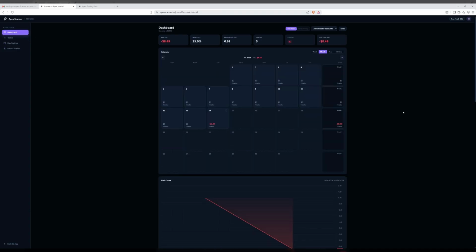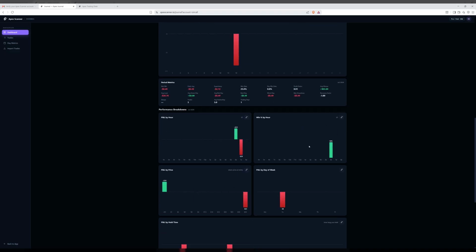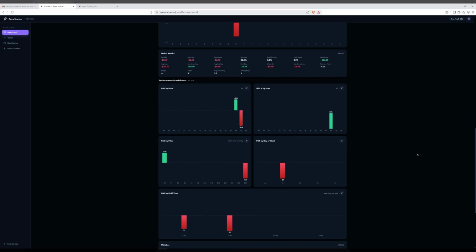Now let's go back to the dashboard. Here, again, this is the day of the month, so it's just going to be a single bar. But P&L, profit and loss by hour, you will have 2 bars because one we took between 6 and 7, the other is after 7. And then win percentage by hour is over here.